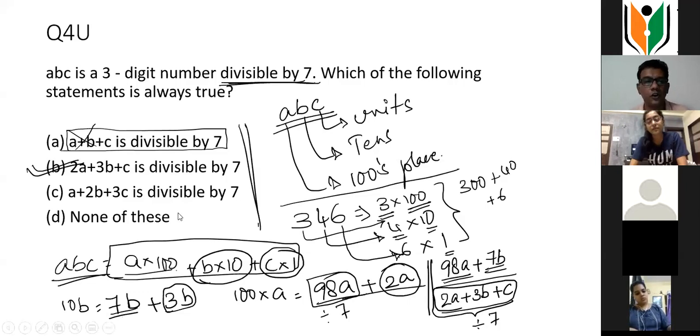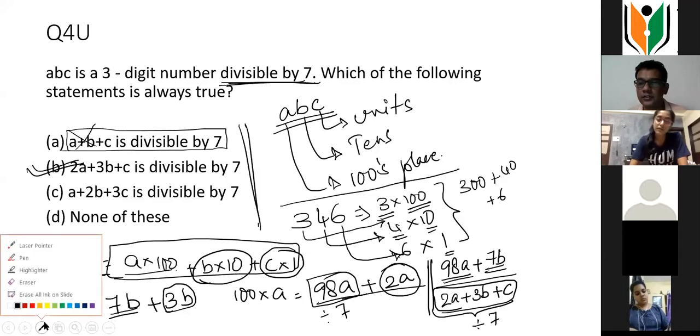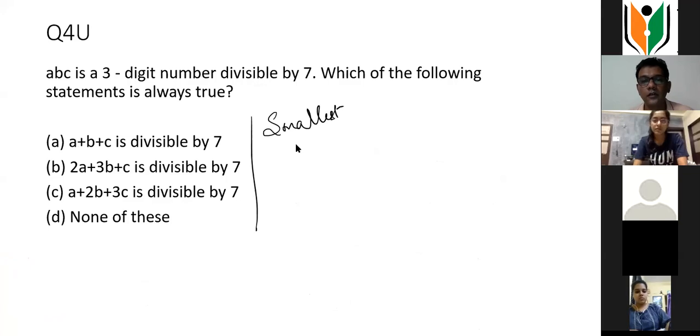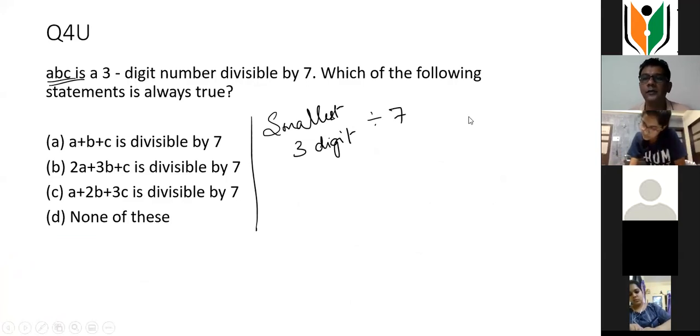Now, for those who feel, "यार कुछ समझ में नहीं आया," I didn't understand anything, this is complicated and I don't want to touch it, for all of you in that category, let's ignore all this. I want you to tell me the smallest 3-digit number, since we are talking about ABC, a 3-digit number, which is divisible by 7. Can you quickly tell me?